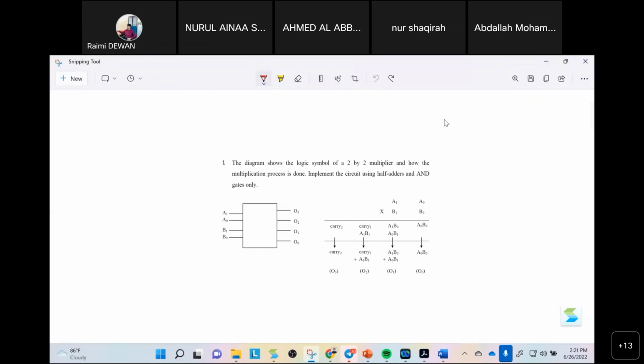Okay, so the diagram shows the logic symbol of a 2 by 2 multiplier, and how the multiplication process is done. This is actually an exercise question. It's not a quiz level question. We guide you with this one. It is actually from the exercise, but I made it a quiz, so it is much simpler compared to the other quizzes.